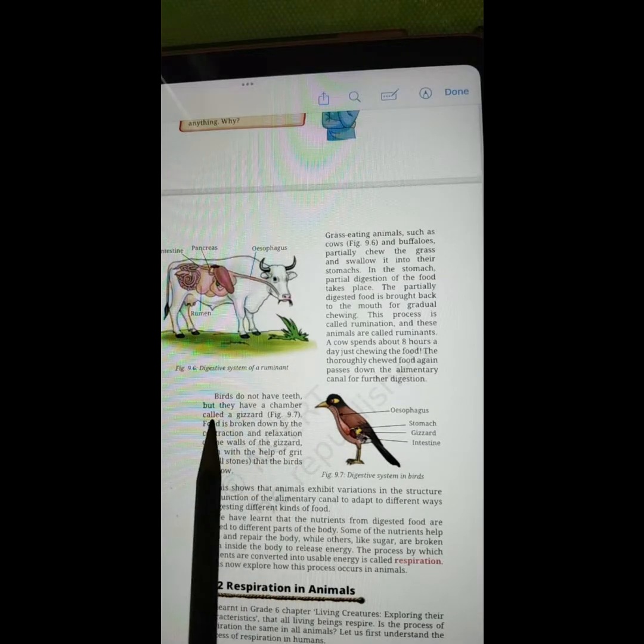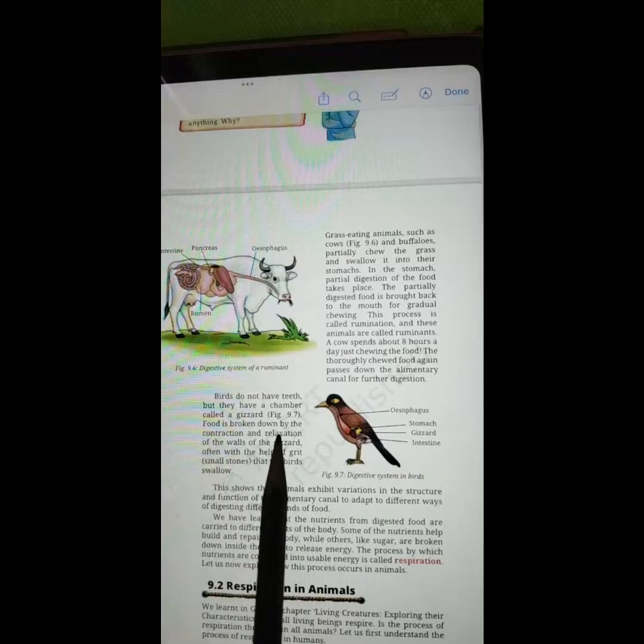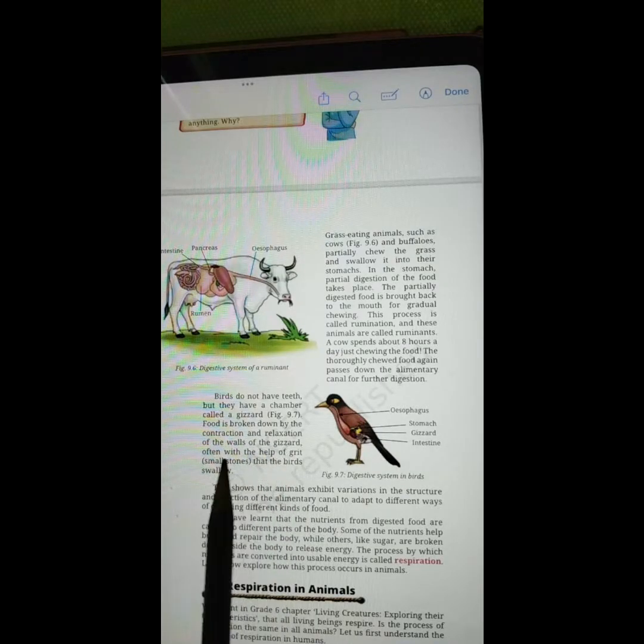Birds do not have teeth, but they have a chamber called a gizzard. Food is broken down by the contraction and relaxation of the walls of the gizzard, often with the help of grit or small stones that the birds swallow. This shows that animals exhibit variations in the structure and function of the alimentary canal to adapt to different ways of digesting different kinds of food.